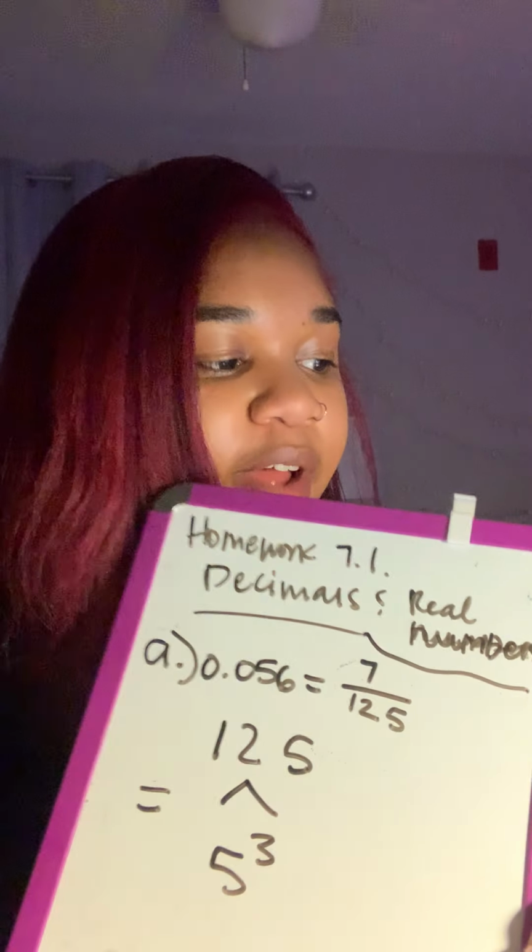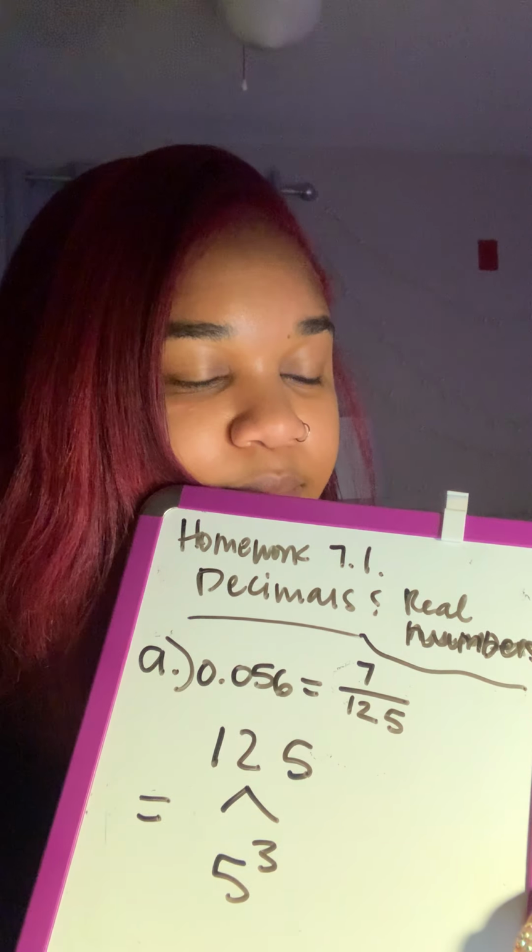Which is 125. Okay. And then B is going to give you 0.045, which is automatically a fraction of 9 over 200. And so they just want you to find the factorization of the denominator, which is 200 in our case.